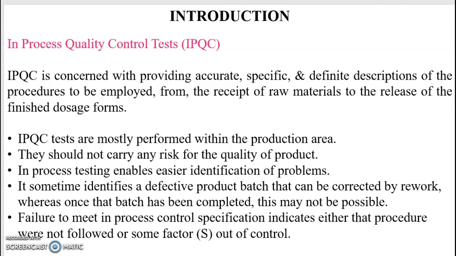In-process testing enables easier identification of the problem. It sometimes identifies a defective product batch that can be corrected by rework, whereas once the batch has been completed, this may not be possible. Failure to meet in-process control specification indicates either that procedures were not followed or some factors are out of control. Let's move to the definition part.